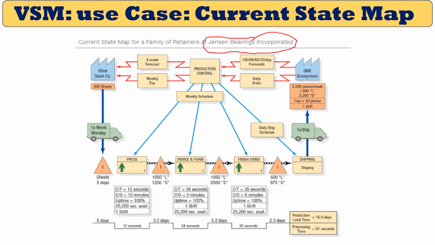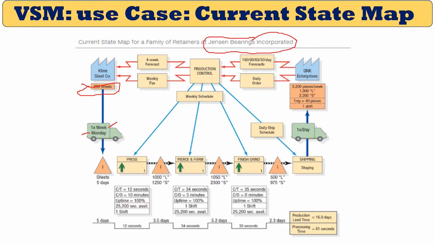So the company here receives 200 steel sheets every Monday. Where do you get that information? On the map right here. 200 steel sheets, and it says every Monday you have it here from the truck that you received. It says one per week, one truck per week every Monday.